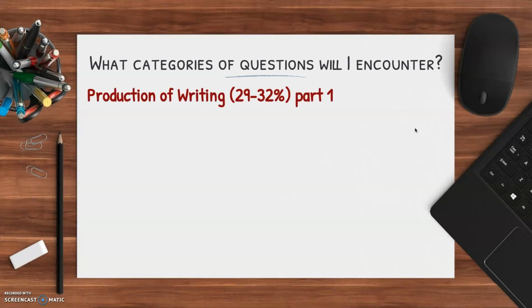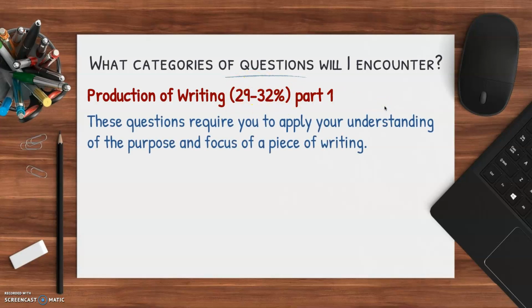Production of writing is the first category of question that you'll see. Notice that it counts for about 29 to 32% of your overall questions. These questions require you to apply your understanding of the purpose and focus of a piece of writing. So here we really are getting into the head of a writer and making decisions.